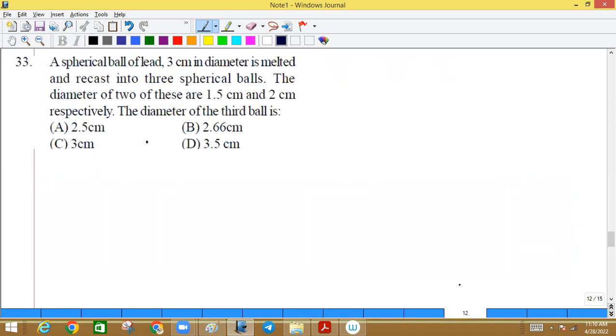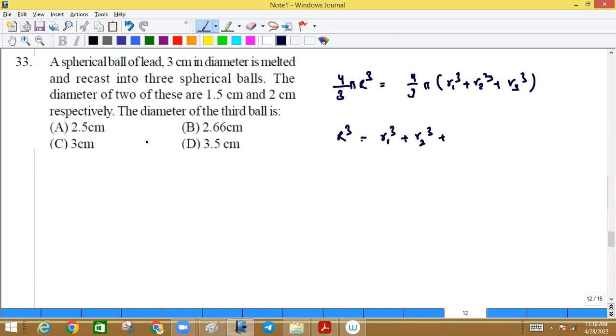A spherical ball of lead, 3 centimeter in diameter, is melted to recast into 3 spherical balls. The diameter of 2 of these are 1.5 centimeter and 2 centimeter respectively. The diameter of the third ball. See here, 4 by 3 pi capital R cube. The volume of the larger spherical ball is the volume of 4 by 3 pi times r1 cube plus r2 cube plus r3 cube. R cube is equal to r1 cube plus r2 cube plus r3 cube.